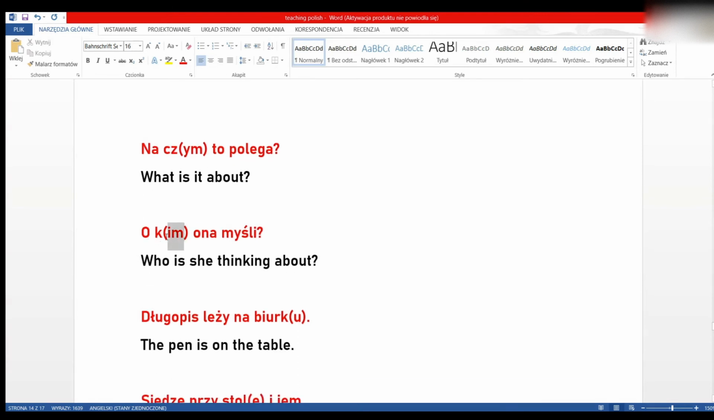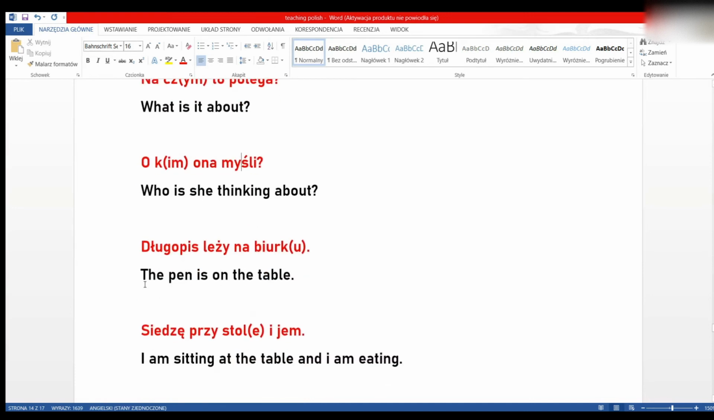Here, kim comes from the word kto. Kto means who. So who is she thinking about? O kim. We need to add the im here according to the rules of the locative. So we're going to use the word kim. Ona myśli. The pen is on the table. Długopis leży na biurku. So it's simple. Leży means lies, or is on something.